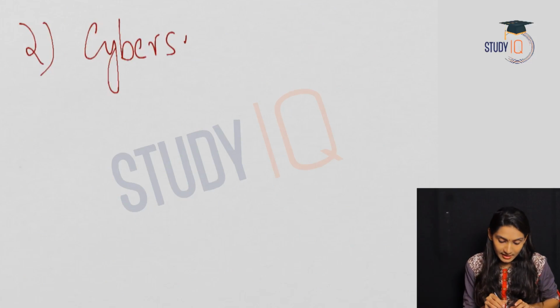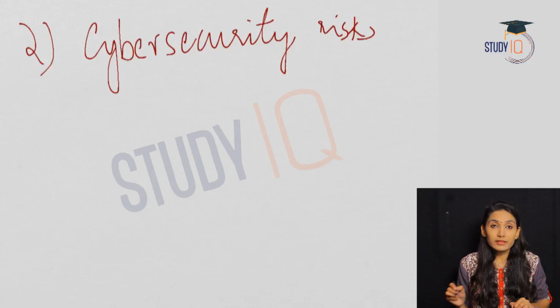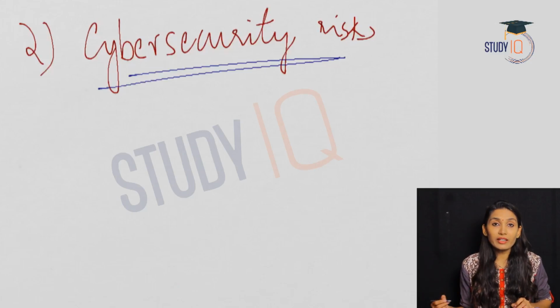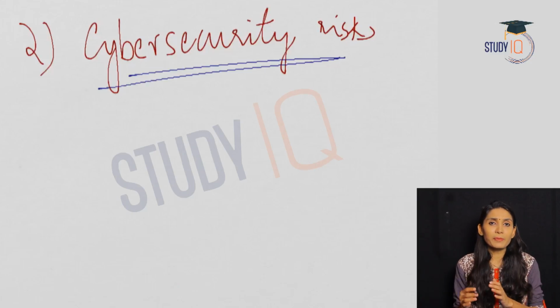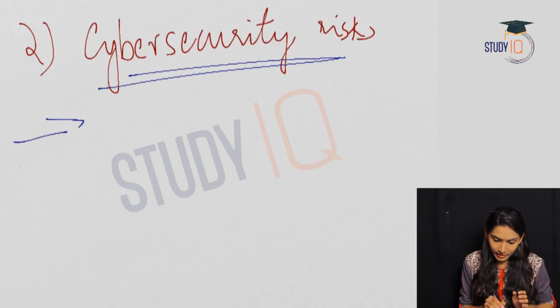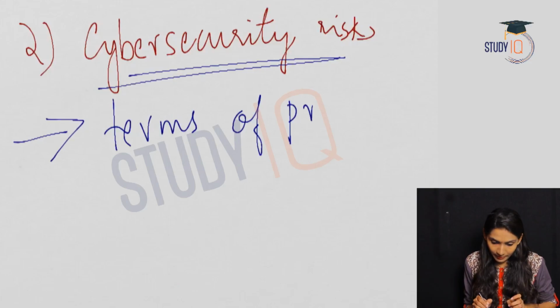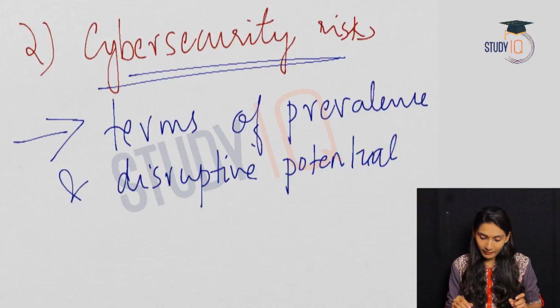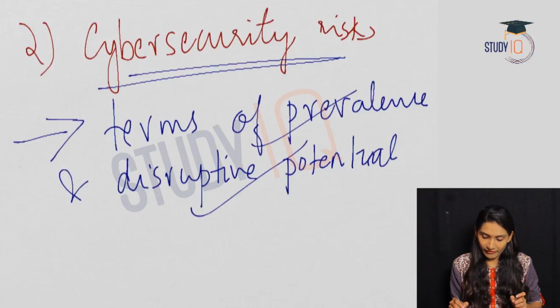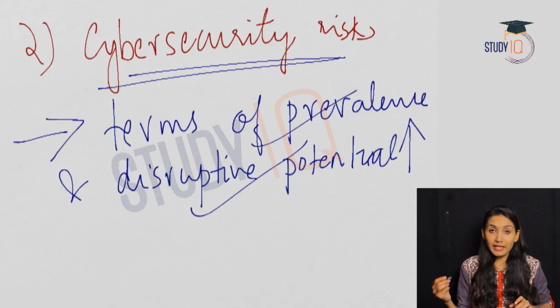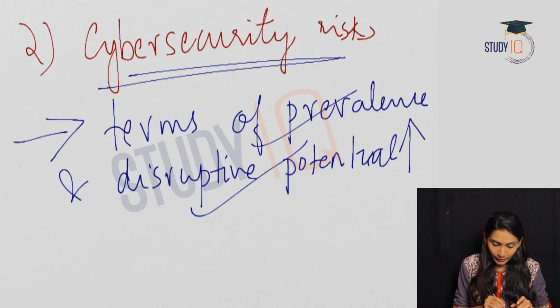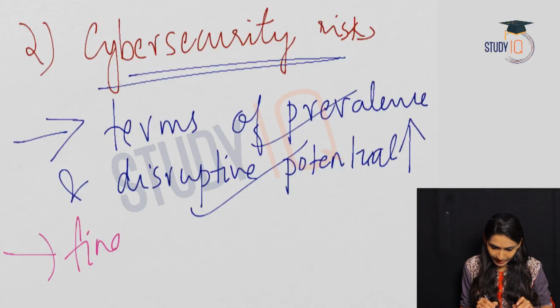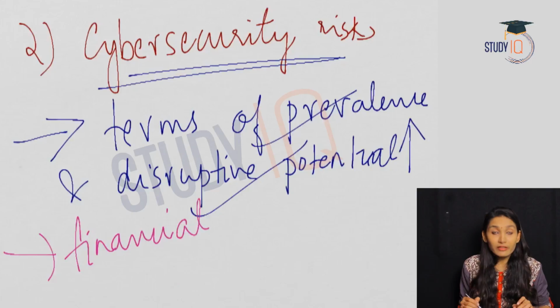The second risk is cyber security risk. The report says that cyber security risk is one of the major risks the present world faces, and according to the report, the cyber security risk, both in terms of prevalence and disruptive potential, is very high. And this cyber security risk, according to the report, also has financial impact, which means it can create financial losses for businesses.